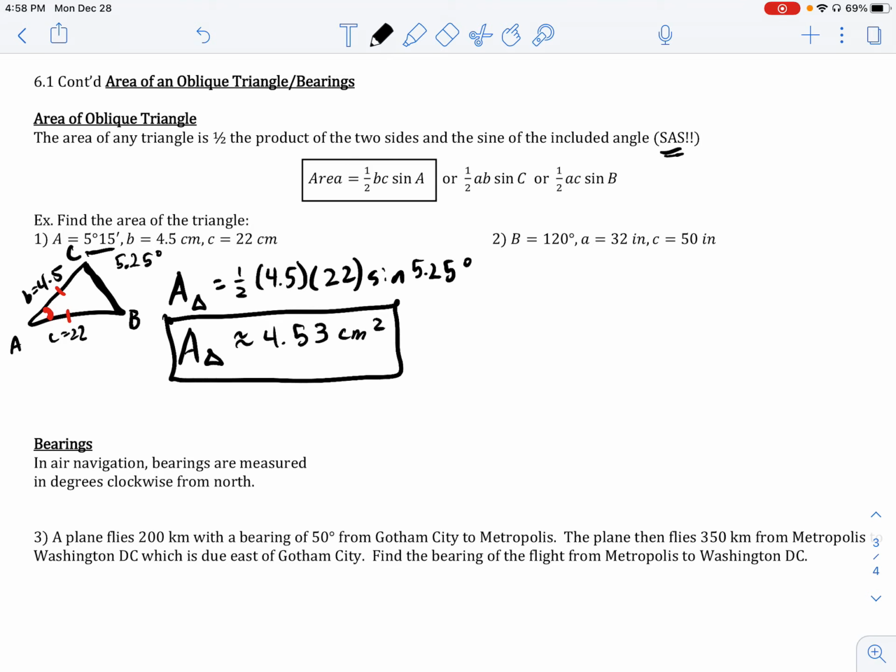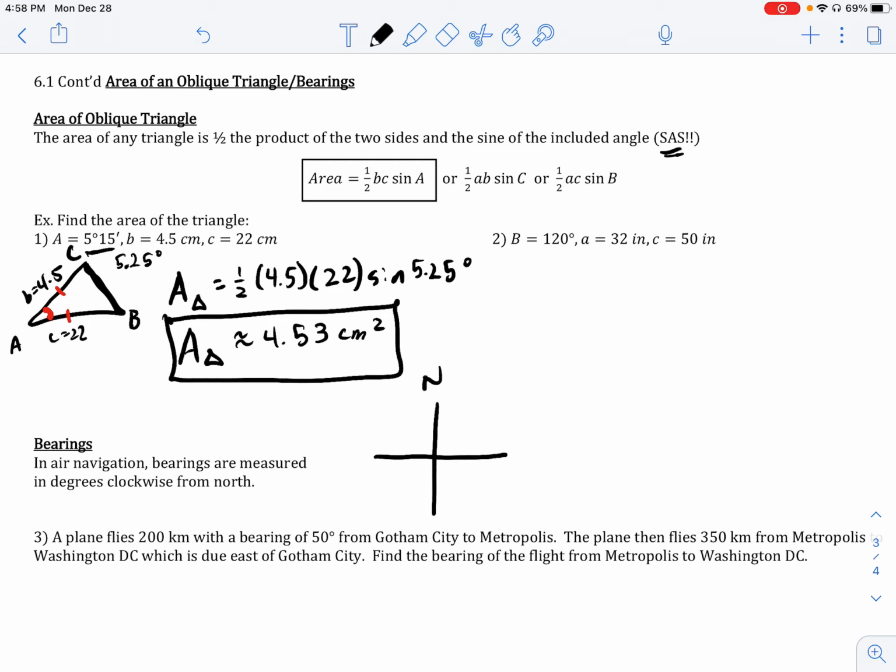The next thing I want to discuss is bearings. I know that this might seem like deja vu for some of you because we definitely discussed bearings already in this class. Another type of bearings that I want to go over is bearings when we are dealing with air navigation. Anything where we're navigating in the air or in the sky, we use a slightly different type of bearings. We're used to bearings being angles that open up from the vertical.